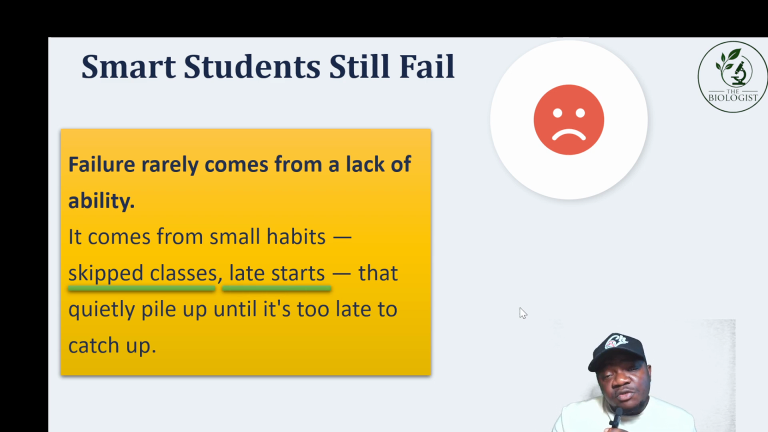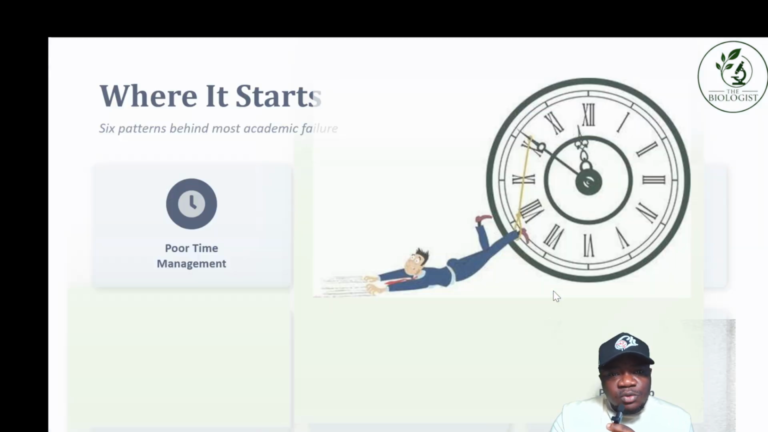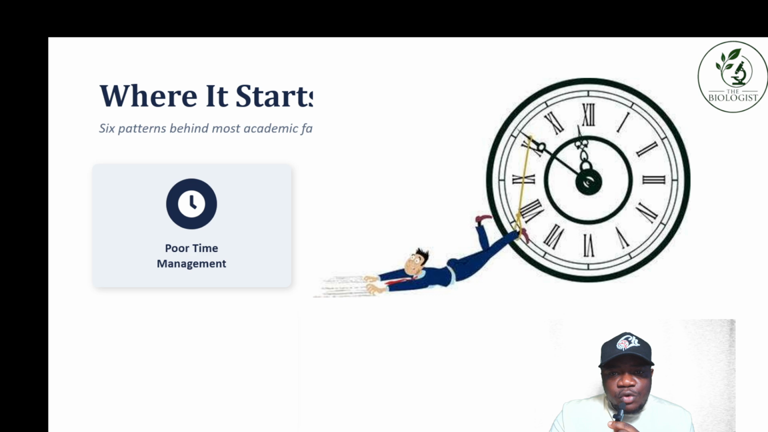For example, you may start reading just one or two weeks to the exam. Just imagine trying to put a lot of things into your brain within a short period of time. This will actually affect a student and lead to failure. So these are just an overview of what makes students fail during an exam or any form of test they undergo. We're going to go through six patterns behind most academic failure.